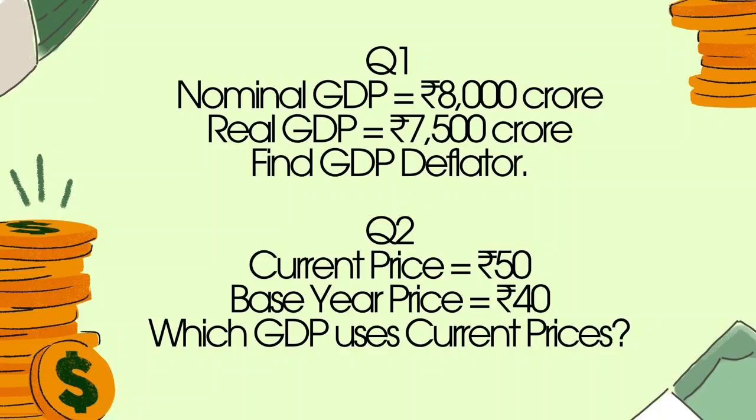Now there are two questions. Pause the video and solve these questions yourself. The first question is: nominal GDP 8,000 crore, real GDP 7,500 crore. Find the GDP deflator. Now the formula is nominal divided by real multiplied by 100. So the answer would be: GDP deflator is 106.67. It means prices have increased by 6.67%. For the second question, the correct answer is nominal GDP because it uses current year price.